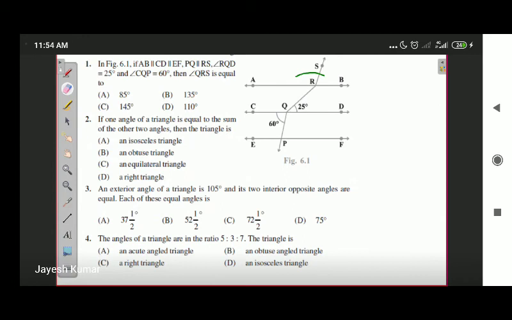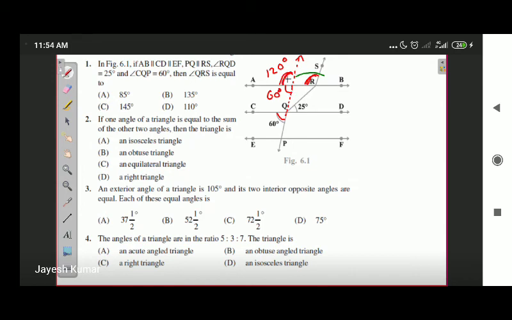Secondly, what we need to do is extend PQ further, and in this manner we can say that this angle and this angle are both 60 degrees, and its adjacent angle will be 180 minus 60, that will be 120 degrees. Okay. Now this angle R and this angle R will both be equal.